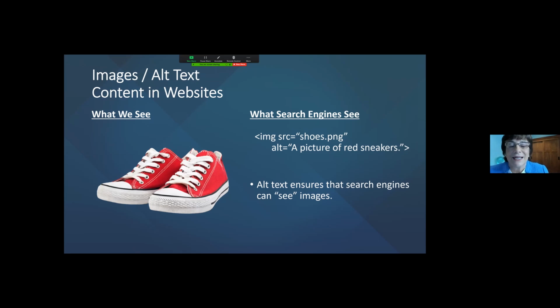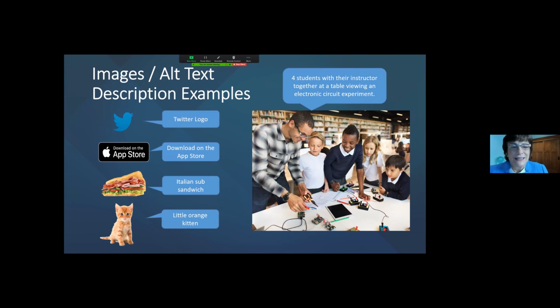The alt text also ensures that search engines can see the images. So when you're using images on your website, add alt text so that search engines will work better to find things. Here's another example. In the large picture, we have 4 students with their instructor together viewing an electronic circuit experiment. That's what you would type as the alt text. You wouldn't just say, "picture of 4 students and a man." That wouldn't describe what that picture is.